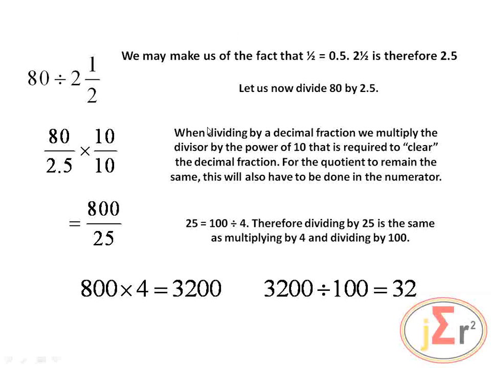The 25 that we have here is actually 100 divided by 4. Therefore, we may multiply by 4 and then divide by 100, and we may arrive at our answer quite easily.